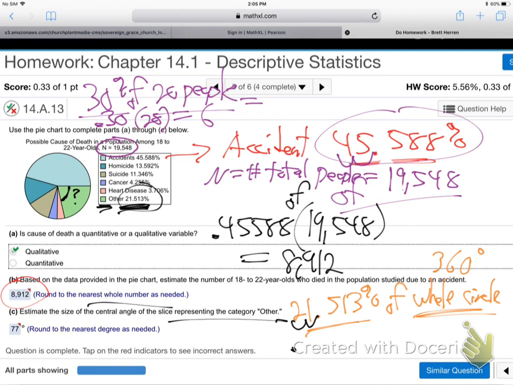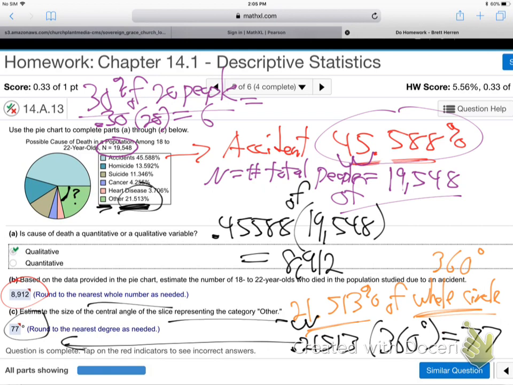Move it back 2 places, 0.215. What does "of" mean? Times 360 degrees. Multiply that, you round it, and you get the 77 answer. Does that make sense? That's how you find the angle. It's of 360. It's that percentage of the whole circle. Right? Because they said other is 21%, so it's 21% of the whole circle of 360.